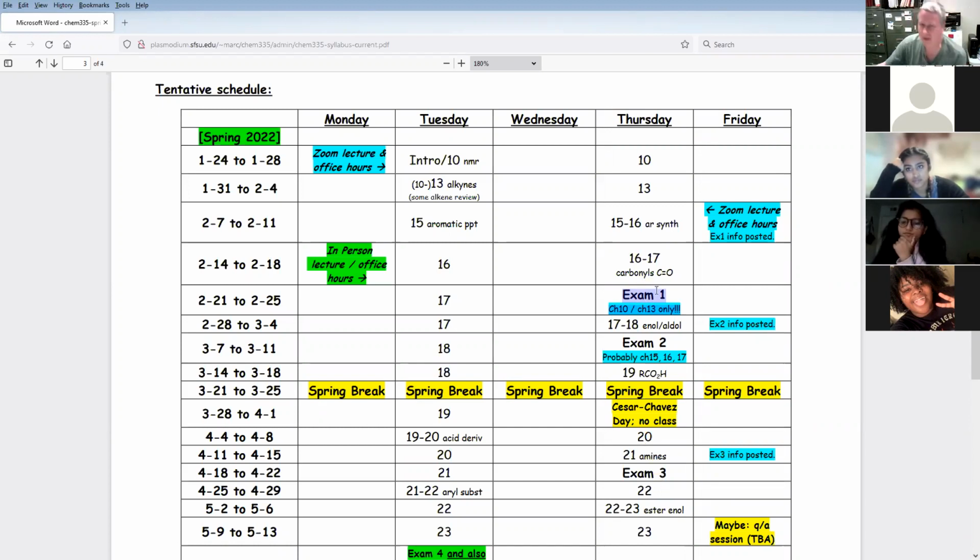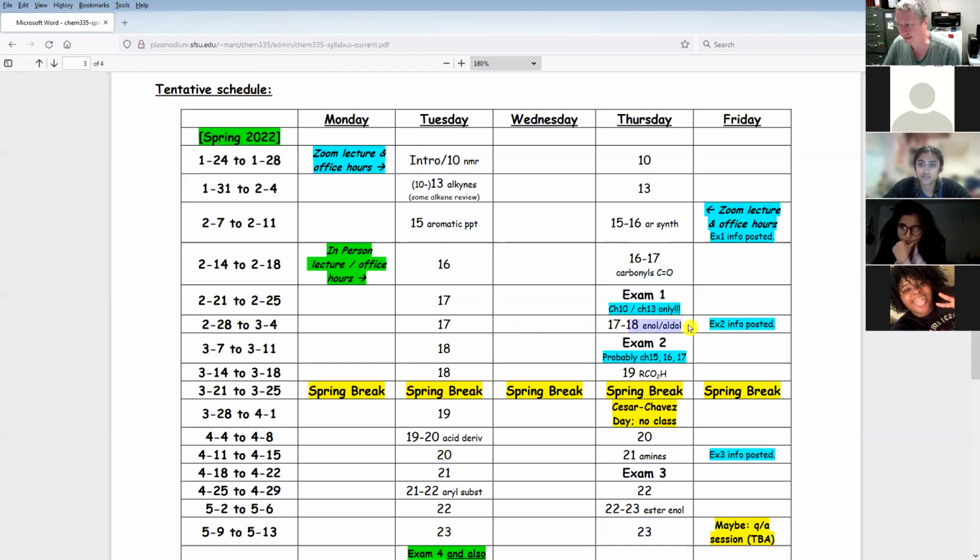It's the only way I could do this scheduling and be able to do the exams in person, all right? Okay, so anyway, chapter 10 is NMR. And then we have chapter 13, alkynes, and the rest of these are just chapters with different reactions and functional groups. Aromatic, the benzenes. Chapter 16 is more aromatic synthesis. Chapter 17 is carbonyls, C double bond O.